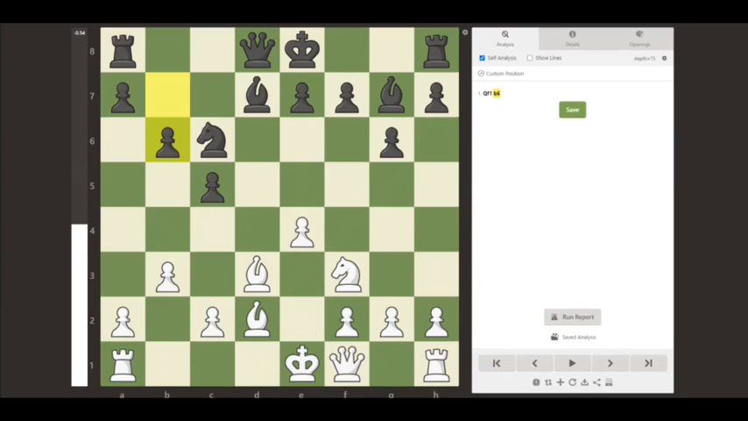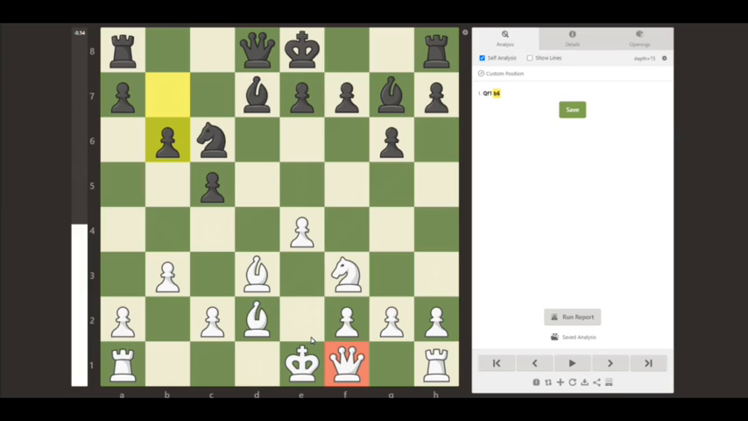Pause the video again and try to figure out the solution. In this puzzle, white can castle queenside but not kingside. He can't castle kingside because the queen on f1 is blocking his path for castling. So if white wanted to castle kingside, he would first have to move the queen out of the way.